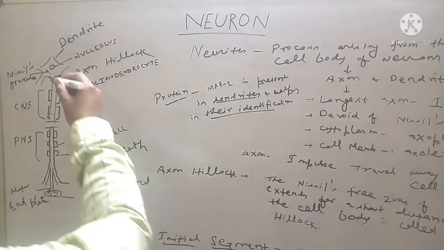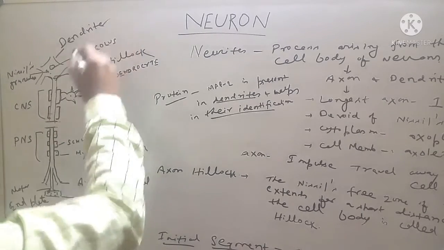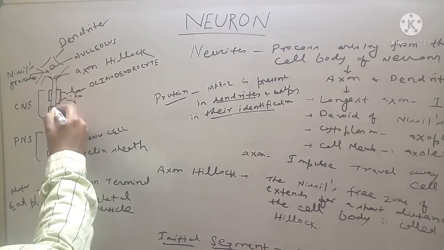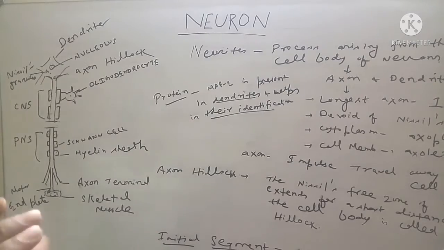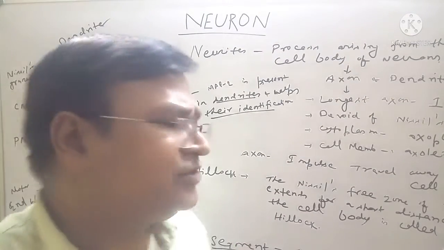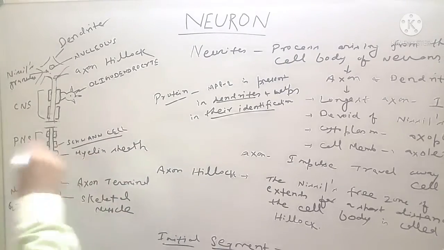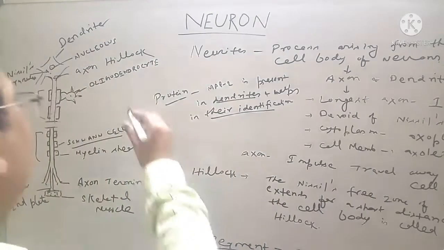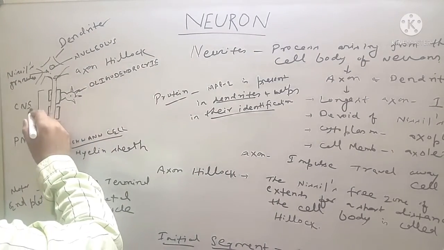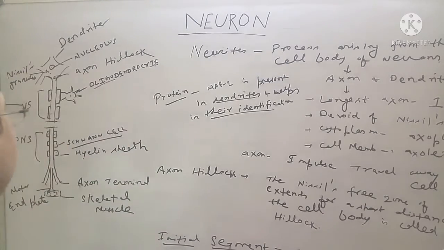I have shown here the figure of a neuron, the cytoplasm, and the dendrites are also present, multiple dendrites, and this is the axon. And here is the myelin sheath. The myelin sheath is formed by the neuroglia cells, that is the oligodendrocytes and the Schwann cells. The Schwann cells form the myelin sheath in the peripheral nervous system, and the oligodendrocytes form the myelin sheath, as supporting cells, in the central nervous system.